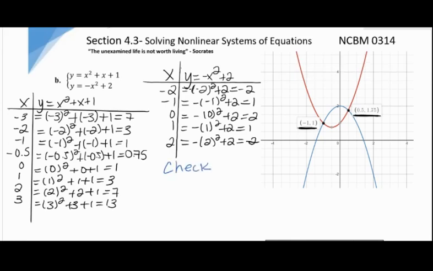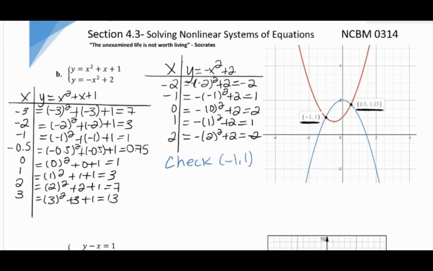So we need to check negative 1 comma 1. Remember, this is x and this is y. So let's check on the first equation. So I have 1 equals negative 1 squared plus negative 1 plus 1. 1 equals, this is 1, minus 1 plus 1 equals 1. So it does work. Let's check on the second one.